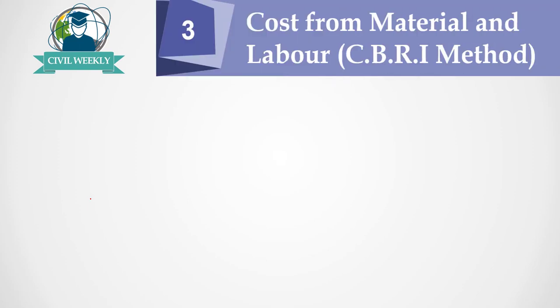In the CBRI method, what we do is find out the cost of material and labor. In the CBRI method there are some equations given to us by the agency, the Central Building Research Institute, Roorkee. They have given us some empirical equations based on their experience and their specifications for construction of a single story structure, double story structure and 4-story structure.